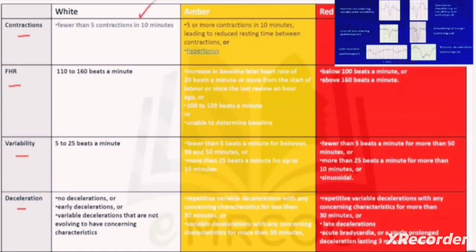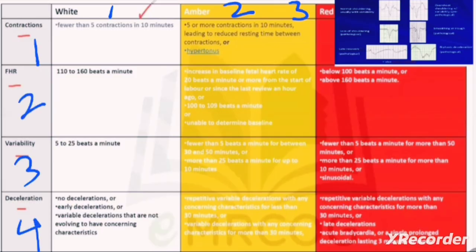Hello doctors, now explaining the CTG in a simple exam-oriented pattern. As we know since our MBBS, we categorize the CTG in three categories: white as normal, amber as suspicious, red as alarming or pathological. And with these four key points, we remember the CTG.